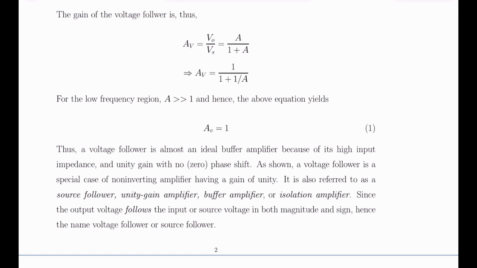This is also known as a buffer amplifier or isolation amplifier. This is because it is used to connect a high impedance source and a low impedance load.